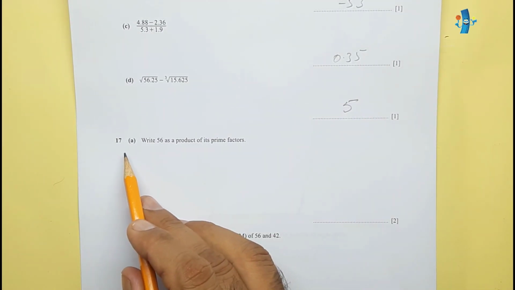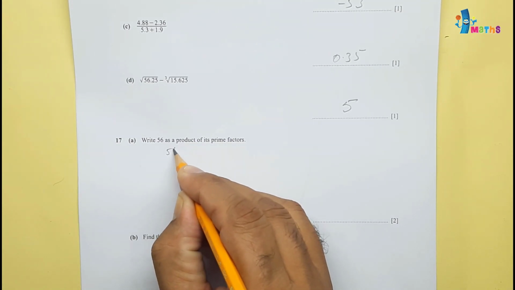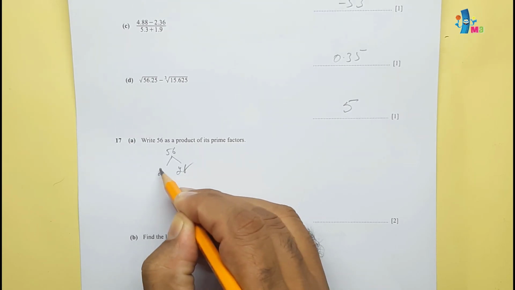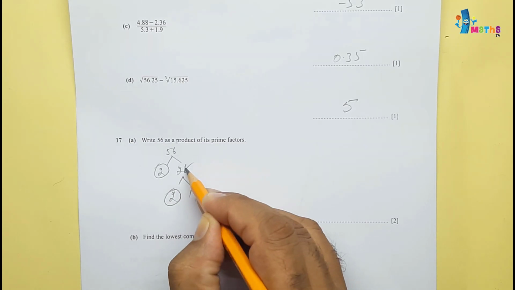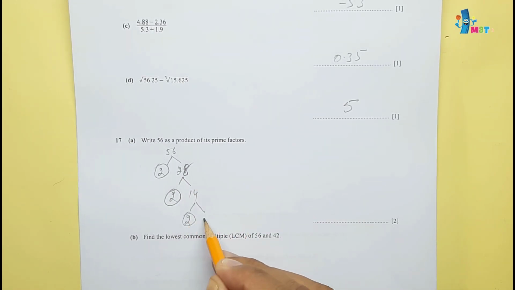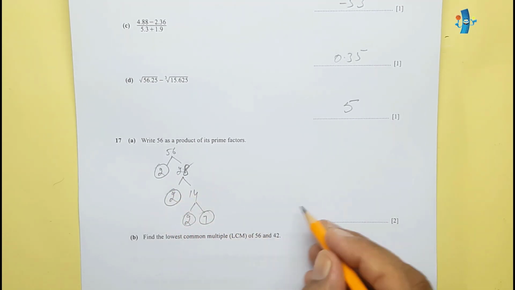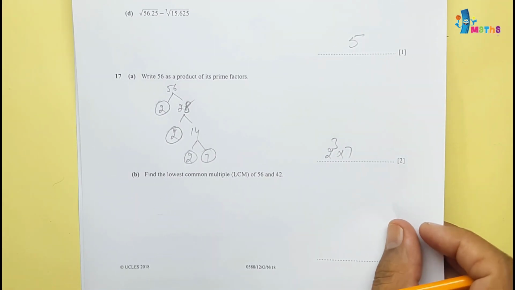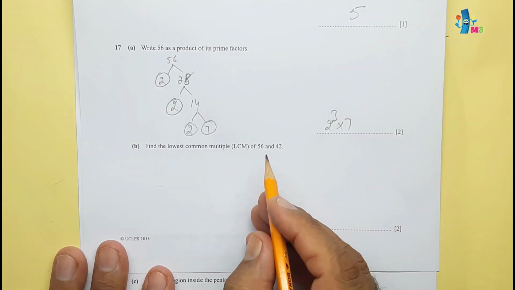Next, question number 17, write 56 as a product of prime factors. So 56 we can change to 2 multiplied by 28, then 28 is 2 into 14, and 14 can be written as 2 into 7. So these are the prime factors, and we can write 2 raised to power 3 into 7. Then part B, find the lowest common multiple, LCM, of 56 and 42.